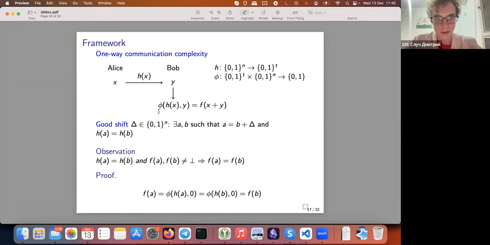And it works in the following manner. In one-way communication complexity, Alice sends a message to Bob, and then Bob names the answer. So we can say that Alice computes some total function h of her input, sends the value to Bob, and then Bob computes a function of 2 arguments. First is the Alice message, and second is Bob's input. And if the function is defined on the input, then the answer Bob computed must be equal to the function.